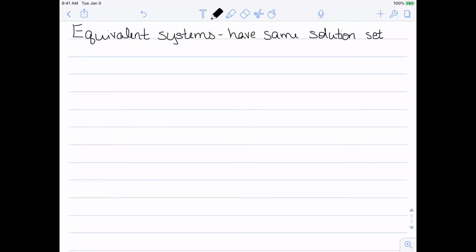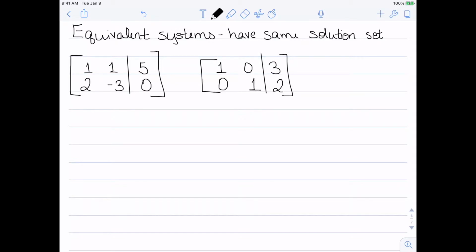The next thing we want to look at is the idea of equivalent systems. Equivalent systems are systems that have the same solution set. As an example, here's the system that we dealt with earlier, and we formed the augmented matrix. And once we solved the linear system, we had two equations: 1x plus 0y equal to 3, and 0x plus 1y equal to 2. So there's the augmented matrix for that system. And these would be equivalent because they have the same solution set. They both have the solution (3, 2).